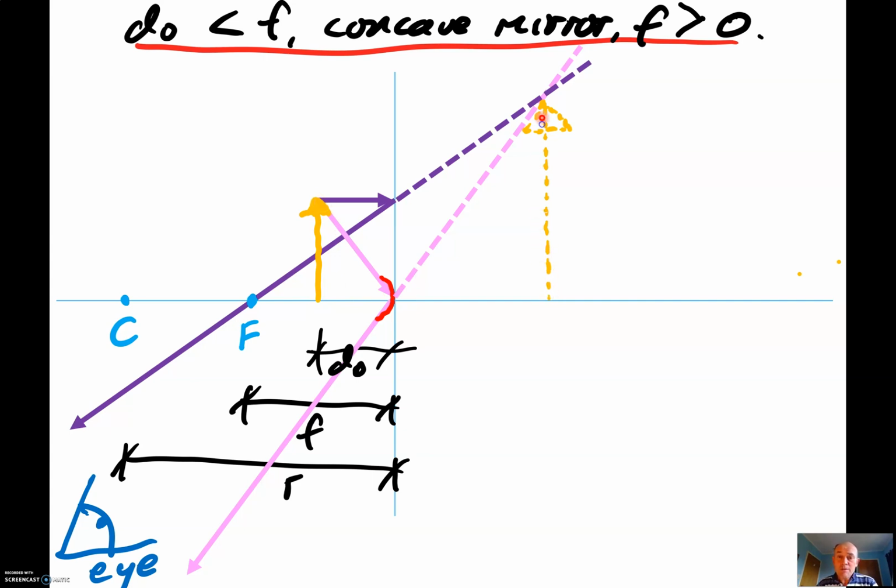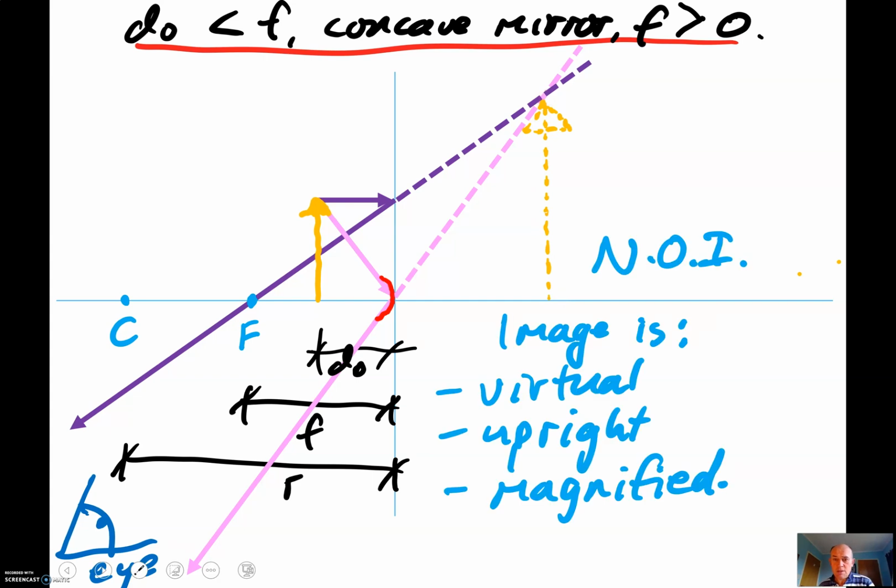We'll have a virtual image here, and the nature of the image will be virtual because the light rays do not actually go there. Real images, light rays go there. Virtual images, light rays do not actually go there. It will be upright and it will be magnified, and that's what we understand to be the case. And a good example is a shaving mirror.